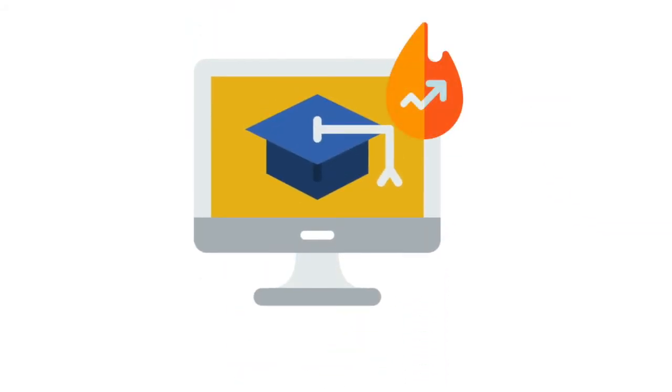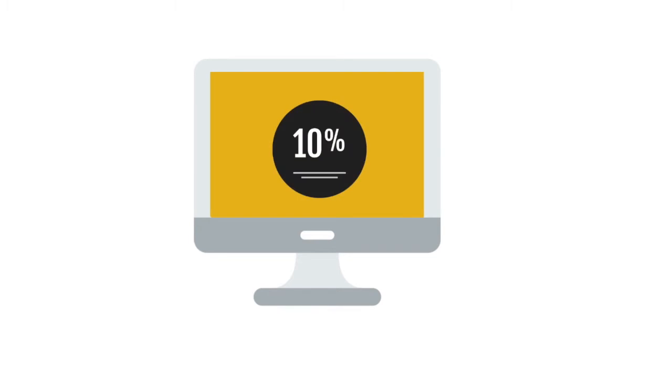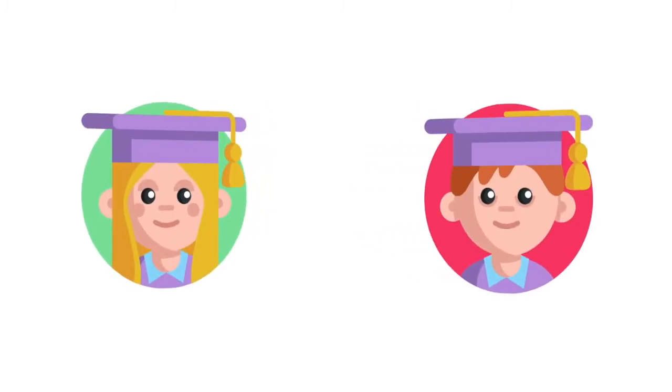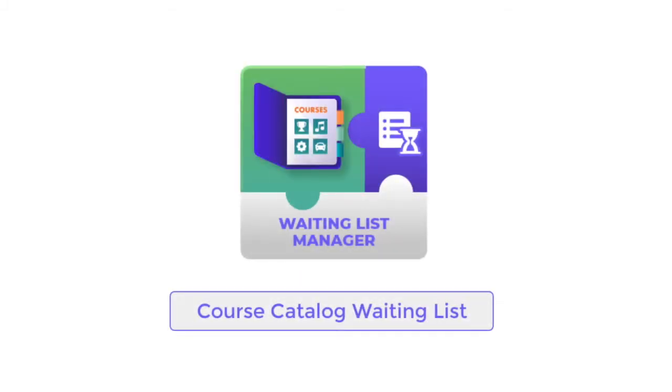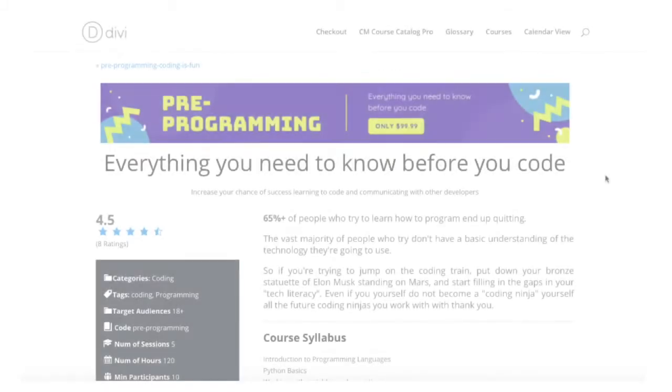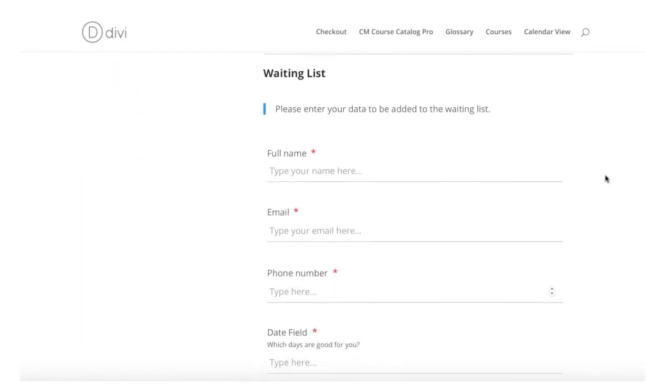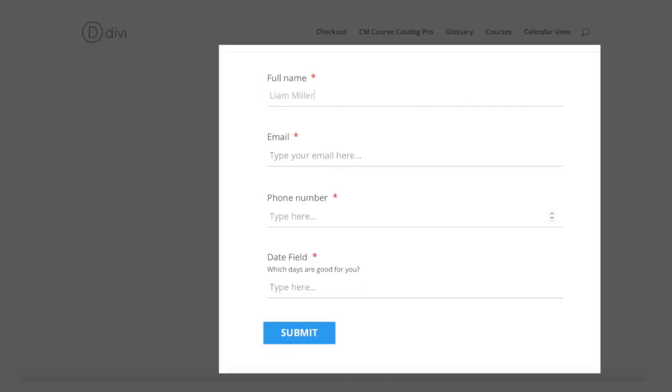Do you have popular courses but limited spots? Don't miss out on potential students by letting them register onto a waiting list with the Course Catalog Waiting List add-on. If your courses sell out, students can still leave their contact information into a waiting list so that you can email them when there's a free spot.